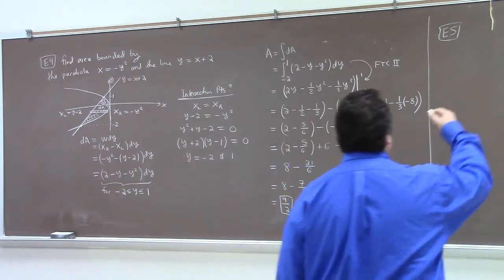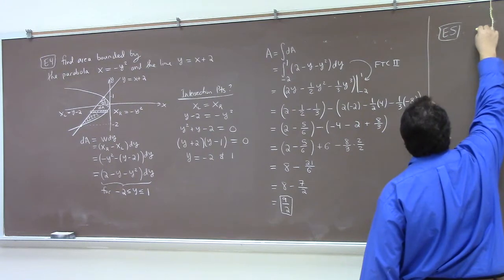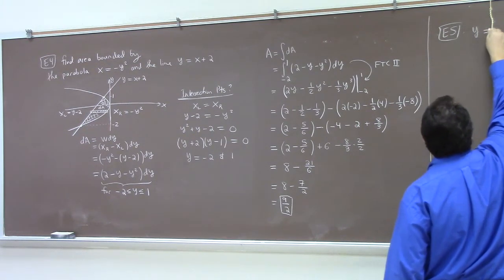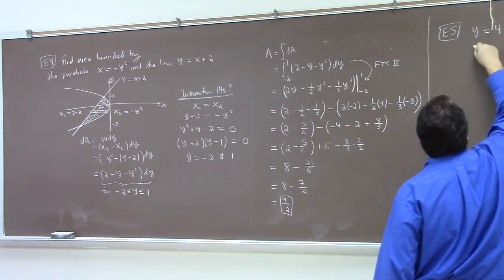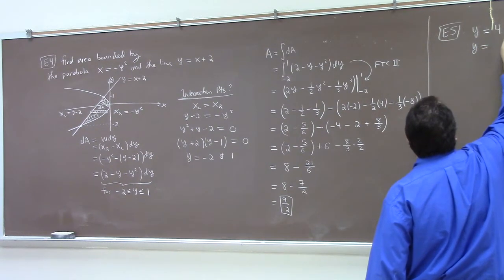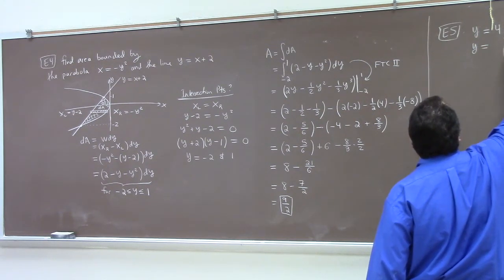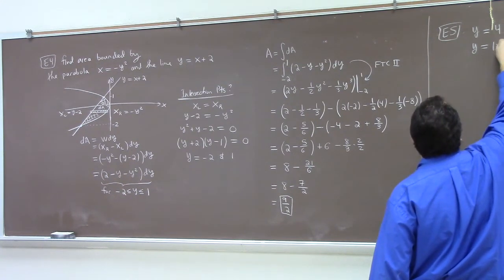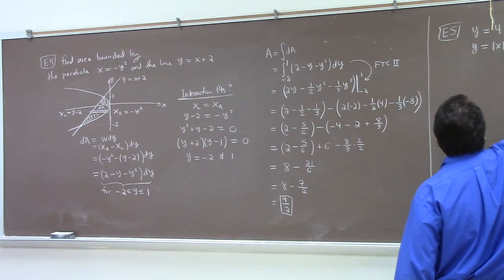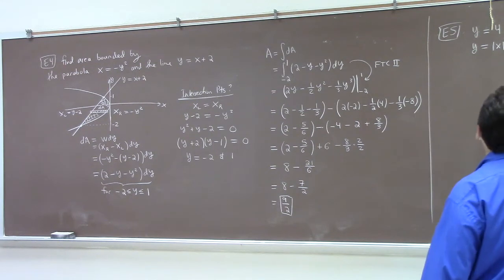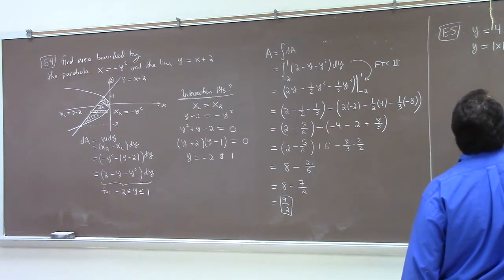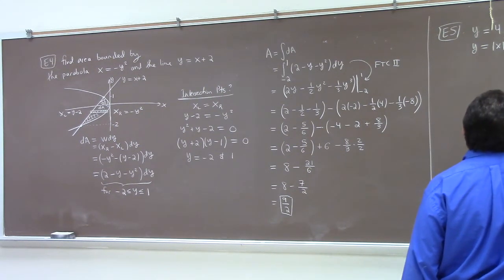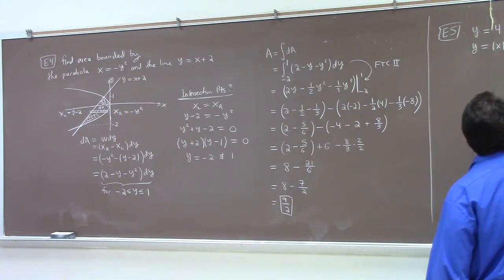Okay, so how about this one? Let's look at y equals 4 minus x squared and y equals the absolute value of x minus 1, let's say. I'll make it 2. That might make it prettier. No, that makes it too pretty. Well, fine. Let's just take that. So find the area bounded.